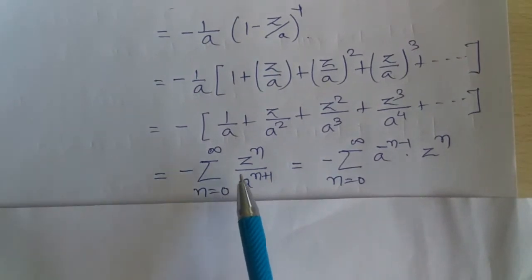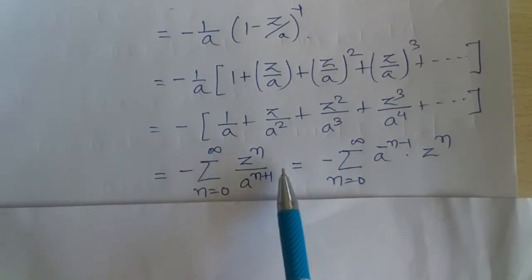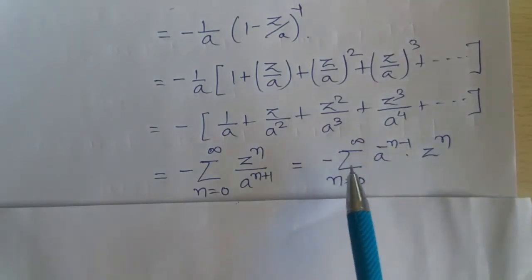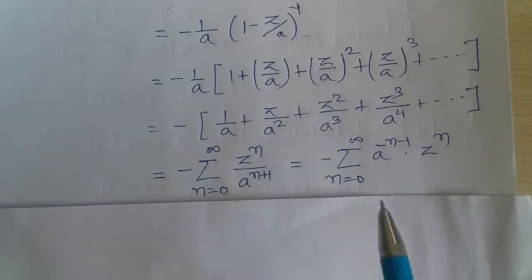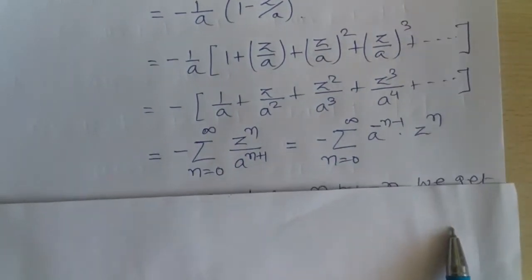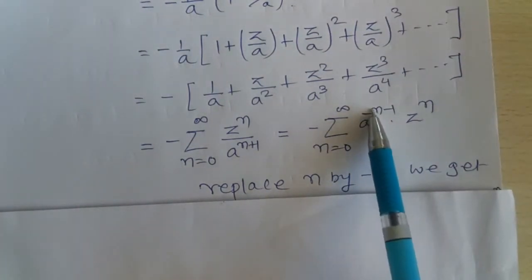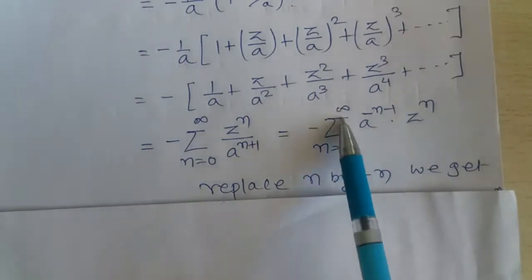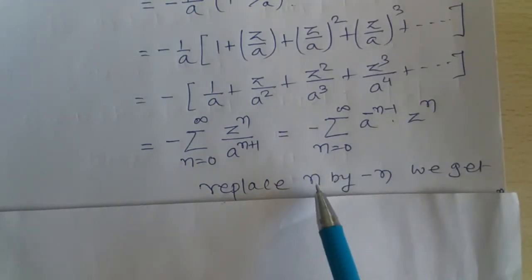Now we write negative summation n goes from 0 to infinity. This term goes in the numerator, we get a raised to minus n minus 1 into z power n. And as we know, u n is the coefficient of z power minus n, and here we have z power plus n. So we replace n by negative n. Then this becomes positive n, this becomes negative n, and all the terms from 0 to infinity become negative. That is from 0 to minus infinity, because we replace n by minus n.